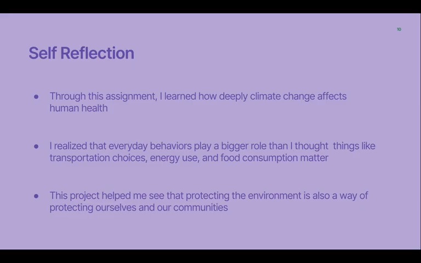Self-reflection of this presentation. Through this assignment, I learned how deeply climate change affects human health, and I realized that everyday behaviors play a bigger role than I thought. Things like transportation choices, energy use, and food consumption matter. This project helped me see that protecting the environment is also a way of protecting ourselves and our communities.